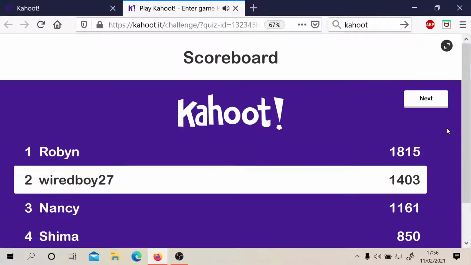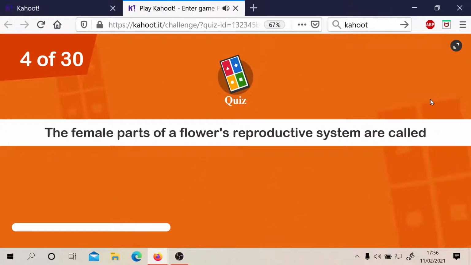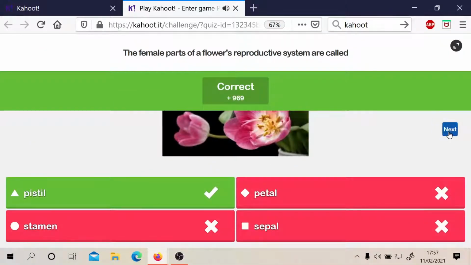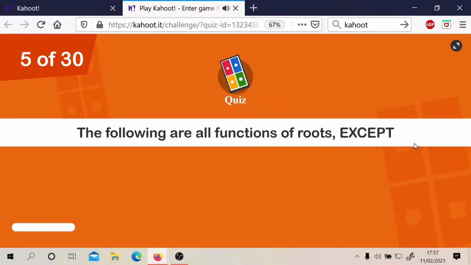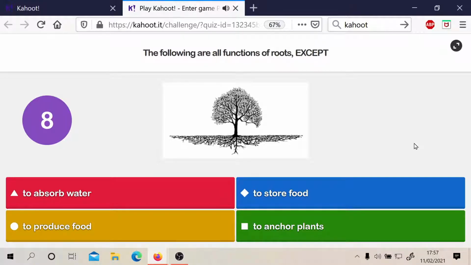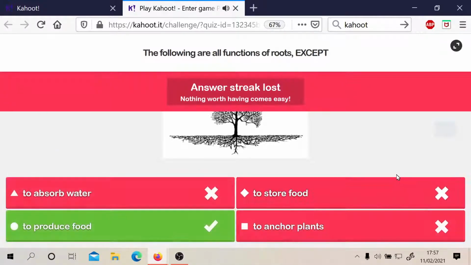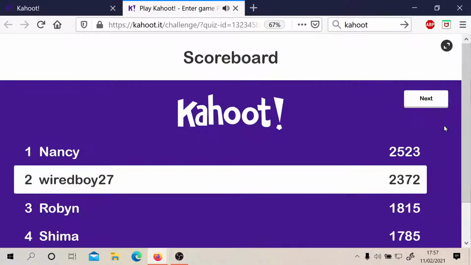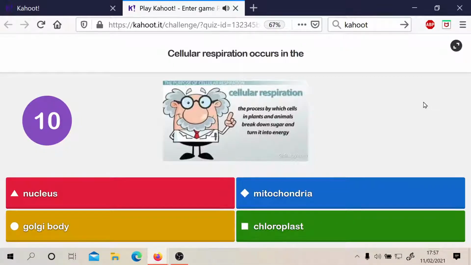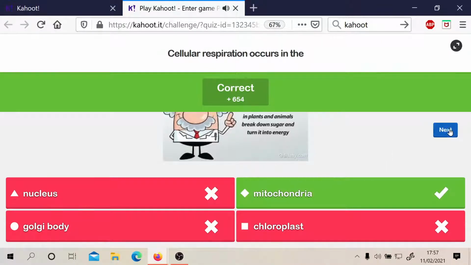No, I got one right. It's not really good enough though. I need to get better at this. Pistil. When in doubt, guess mitochondria.